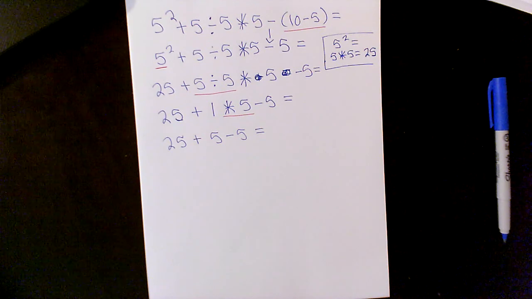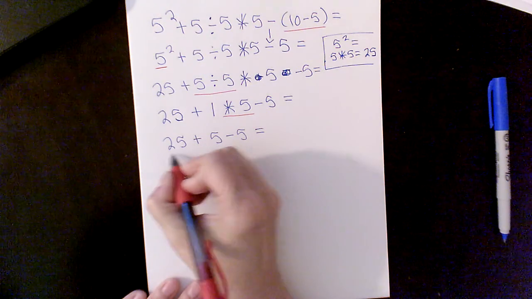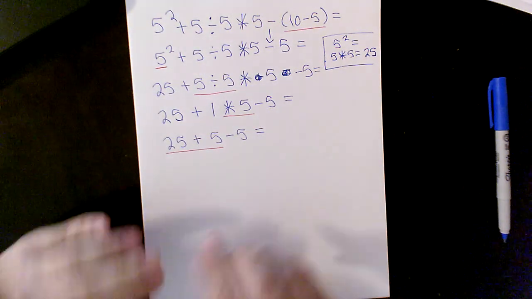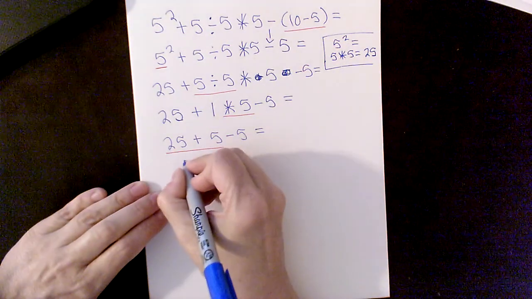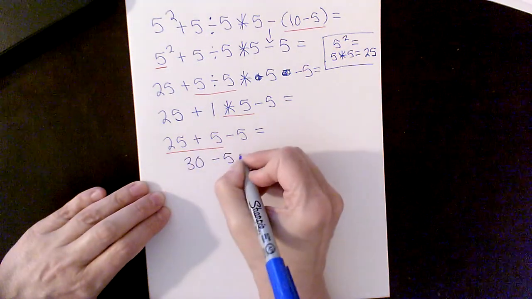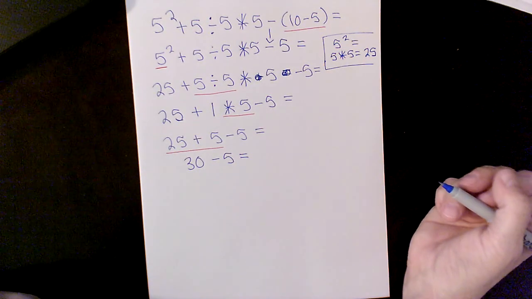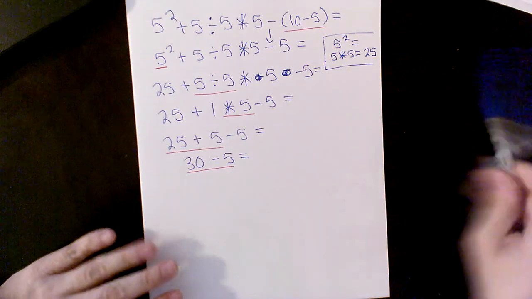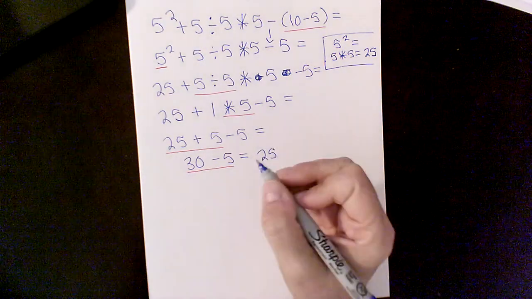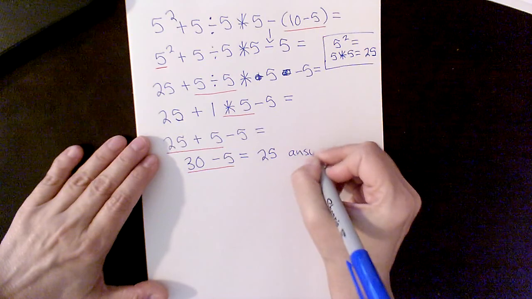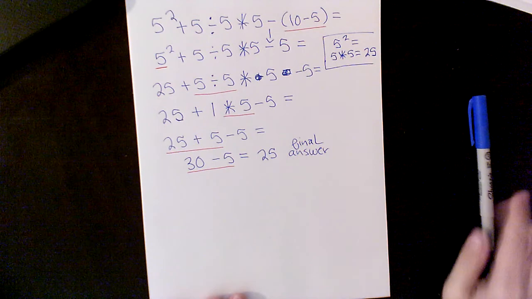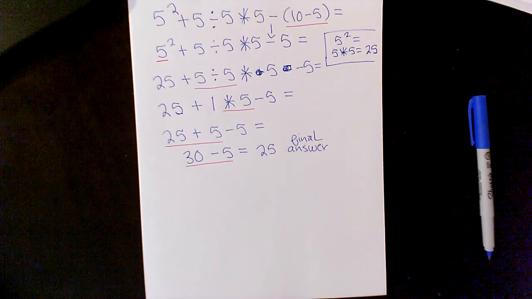And now I'm going to do add, subtract, left to right, whichever comes first. So I'm going to add first, and if it helps you to underline the steps like I'm doing, by all means do it. So 25 and 5 is 30. And last but not least, I've got subtract. And 30 minus 5 is 25. So that's my final answer, 25. Good?